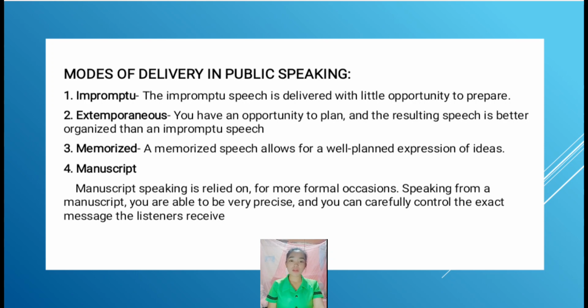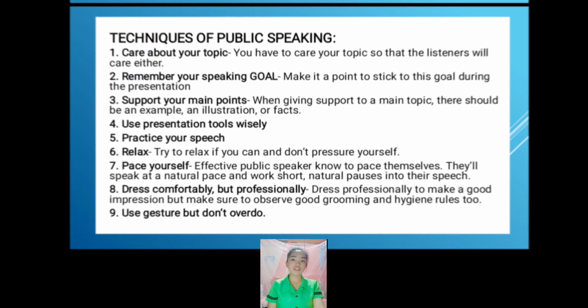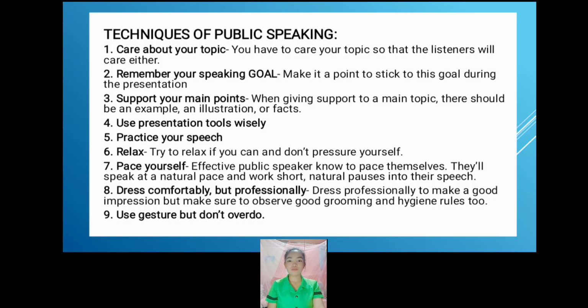Number four is manuscript. Manuscript speaking is relied on for more formal occasions. Speaking from a manuscript, you are able to be very precise and you can carefully control the exact message the listeners receive. Naturally, it takes longer to develop a manuscript speech, and often the manuscript becomes a barrier between you and the listeners. And last but not the least are the techniques of public speaking.